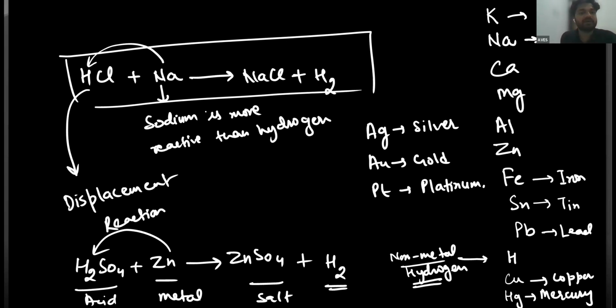Right. So moving to the next part: not all metals react with acids. Only those metals that are above hydrogen in the reactivity series are able to. Similarly, we will write these same things. For example, if you have HCl reacting with copper, what would happen? No reaction will take place. Why? Copper is less reactive than hydrogen, so it will not be able to replace hydrogen.